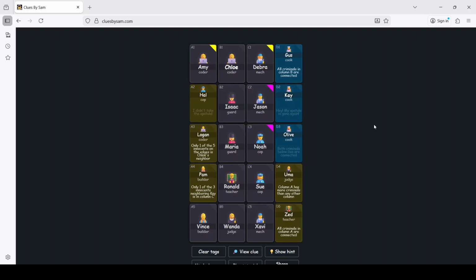All criminals in column B are connected. Well, that is useful in a couple ways. One, because we now have 3 innocents on the edges, and then Amy or Deborah will bring us to 4. That means we only have 1 innocent unaccounted for on the edges. So only Chloe or Wanda could be innocent, but not both. That means that we are going to have some sectioning up of column B, where if... hold on.